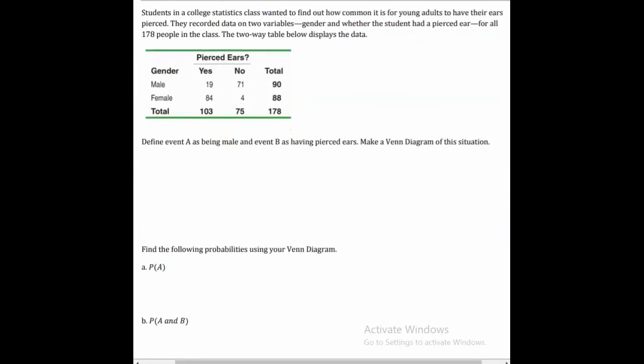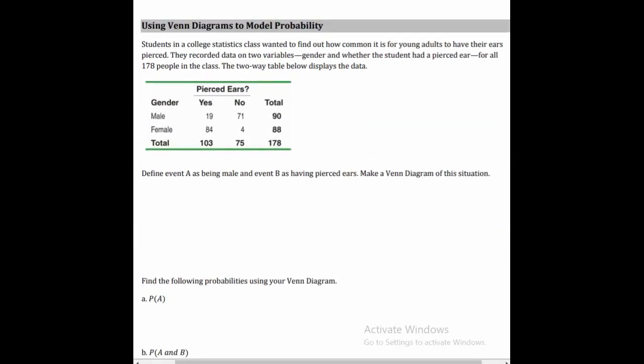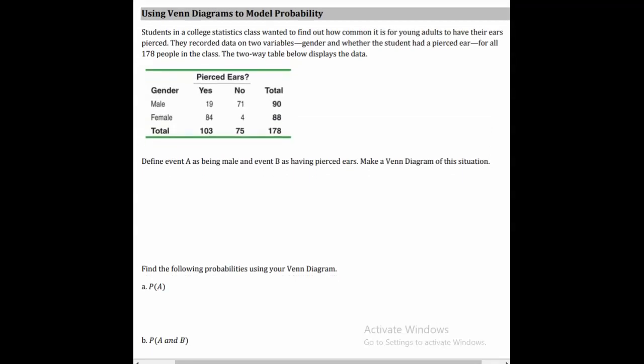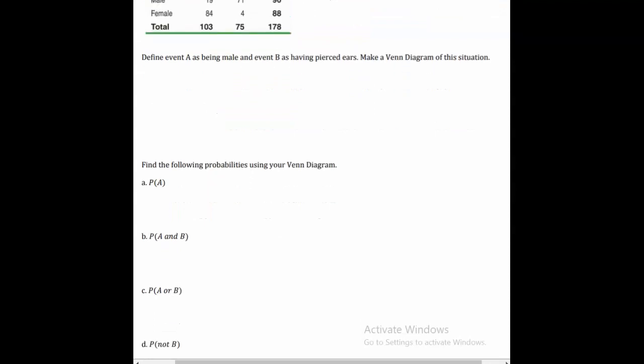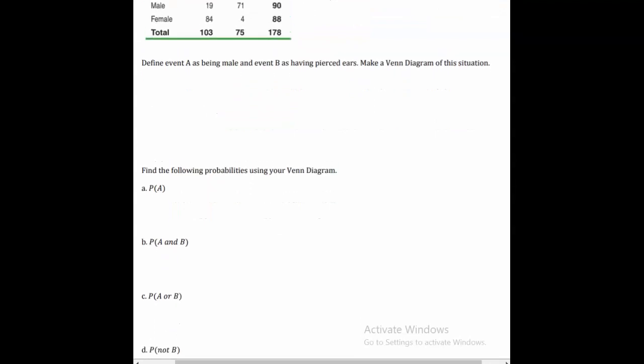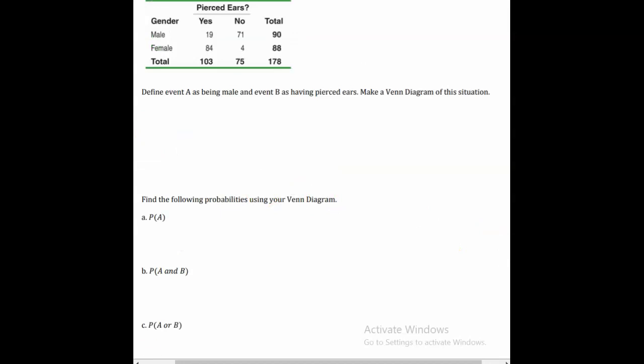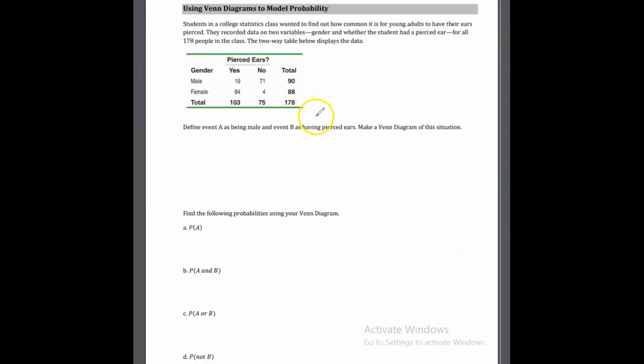Okay, this is our last section we're going to work on, using Venn diagrams. I'm going to scroll down just a little bit. One second. Okay, I ended up changing my screen size. Thanks for being patient.